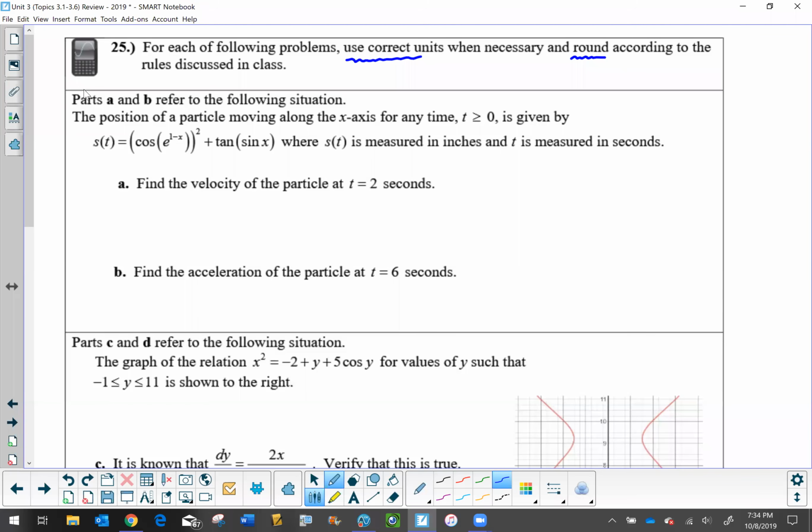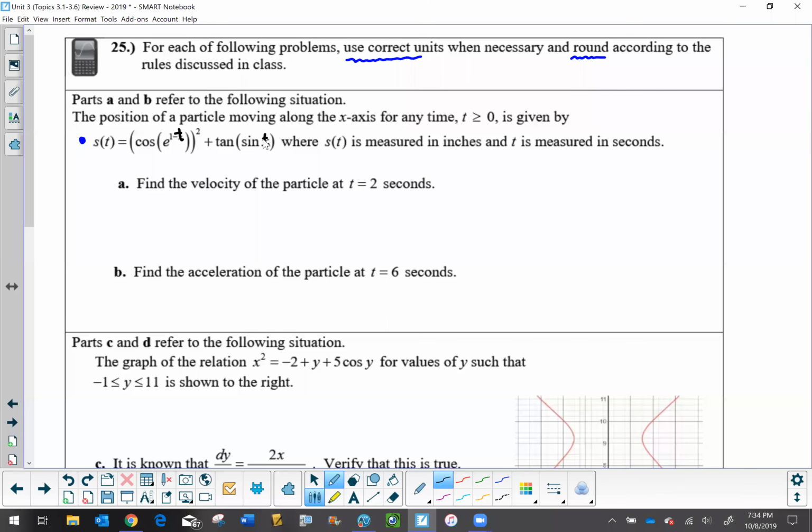Parts A and B revolve around the position of a particle moving along the x-axis that's given by, let's just face it, probably the worst equation known to mankind in terms of S of t. And for all of you that I had in class today, I think I've mentioned that the x's in this problem should have been changed to t's. If you're in period 7, guess what we're going to talk about tomorrow? But the problem doesn't really make sense if those were x's, so we should change them to t's.